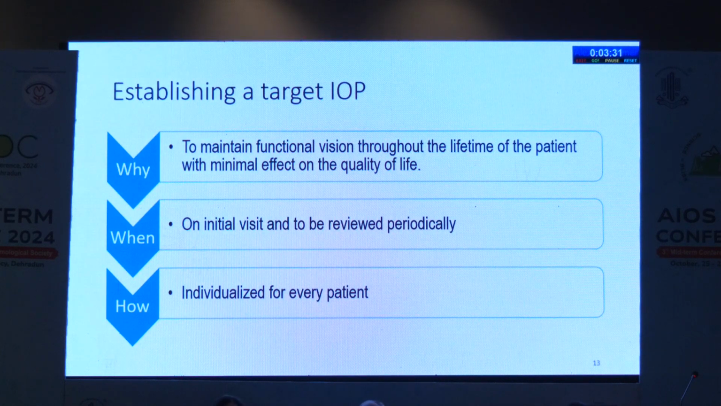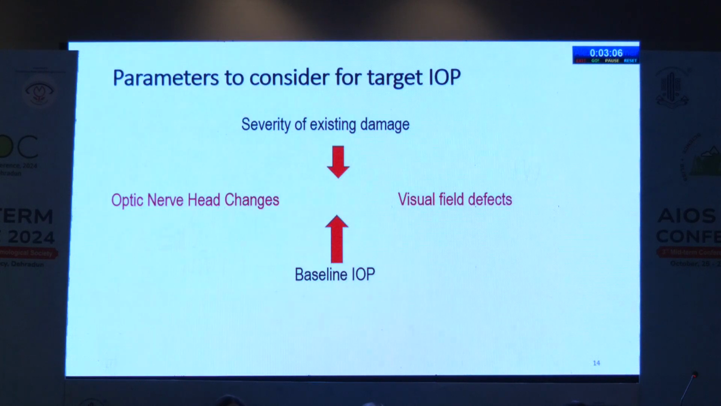So why do we want to establish a target IOP? So that we have functional vision throughout the lifetime of the patient. The second part is very important. There has to be a minimal effect on the quality of life. You don't want to bombard a patient with a lot of anti-glaucoma medications. You set the IOP on the initial visit, review it periodically, and individualize it for every patient.